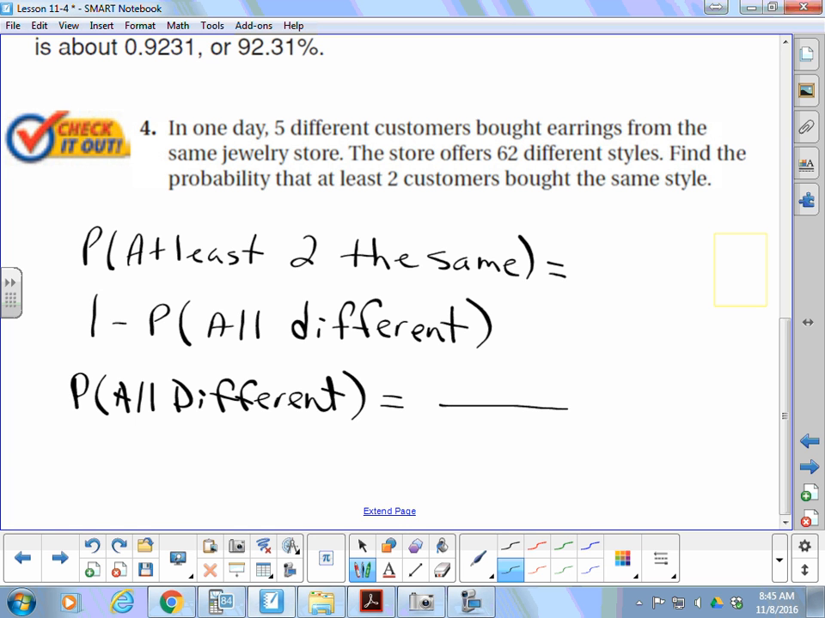So let's do the denominator first in this situation. There are 62 different styles, right? So Hala walks in the store, how many choices do you have for an earring? 62. Sonia walks in, how many choices do you have? 62. Molly has 62. If Cody and Jamie are into wearing earrings, or they're going to get some for their girlfriend, they have 62 choices also. So 62 to the 5th power is going to be our denominator.